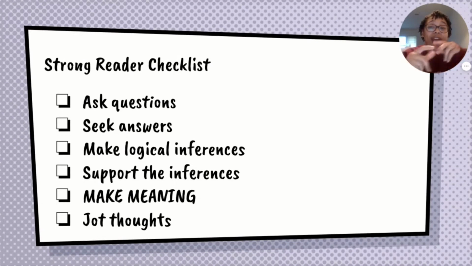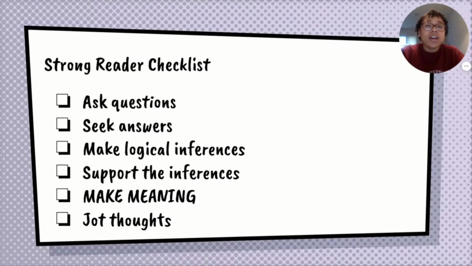A strong reader asks questions. So as you're reading a text, you ask yourself questions like, what does this mean? I wonder what's happening here. And then after that, a strong reader seeks answers to their questions. So they don't just let the question sit there. They seek answers. So if there's something in the text that they don't understand, they go and try to find the answer to it. So if they don't know what a word means, they use strategies to figure it out, or they look it up.